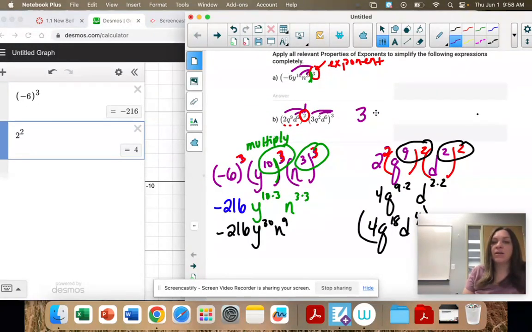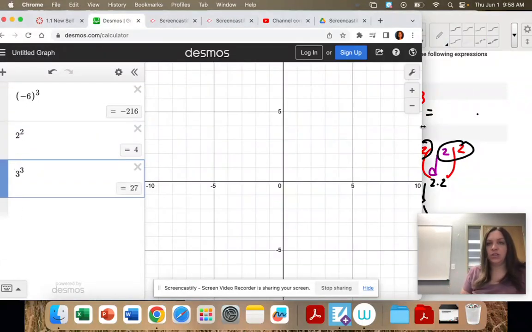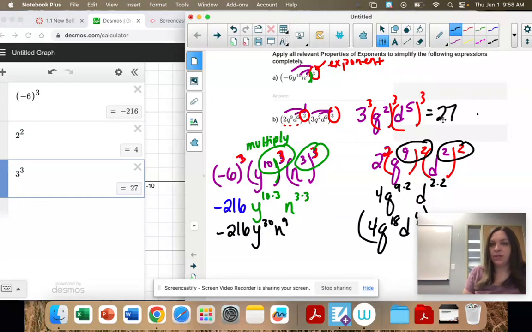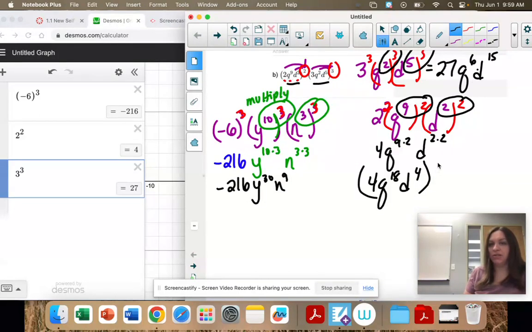I have 3 q d to the 5th. And this exponent needs to go to all 3 of those. So I'm going to raise all of those to the 3rd. So I have 3 to the 3rd, which is 27. And then q, 2 times 3 is 6. D, 5 times 3 is 15. So I did that one real quick because now we need to multiply these 2 simplified versions together.